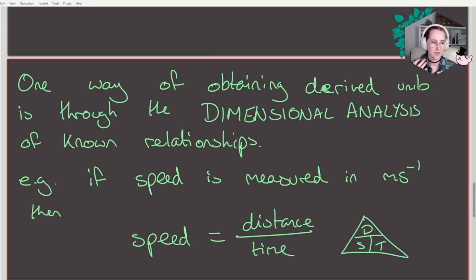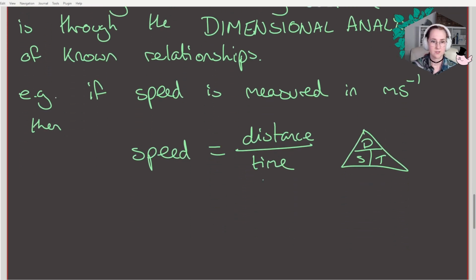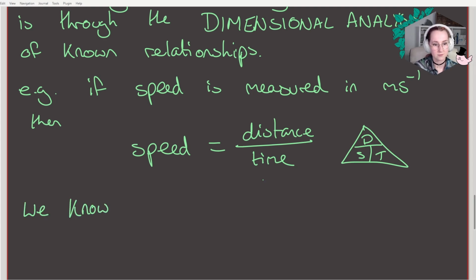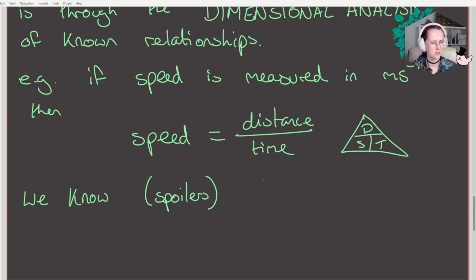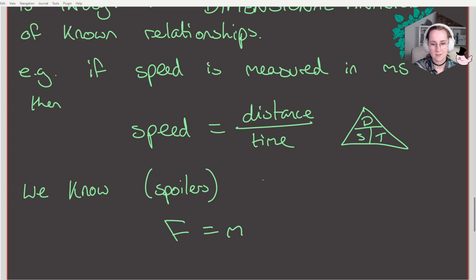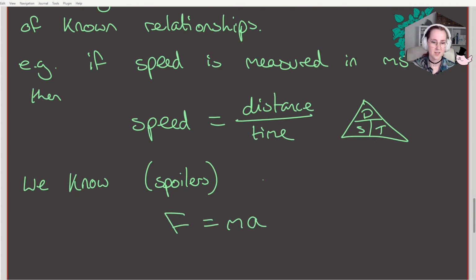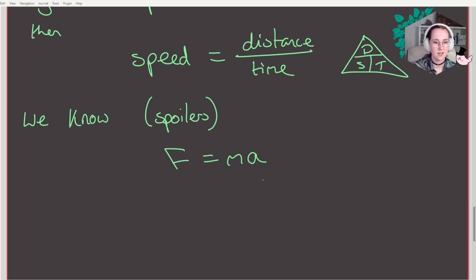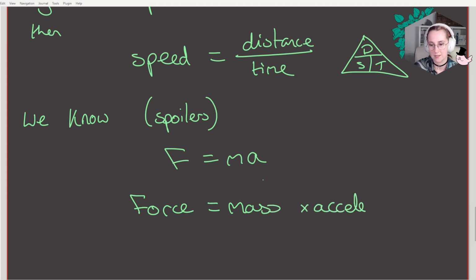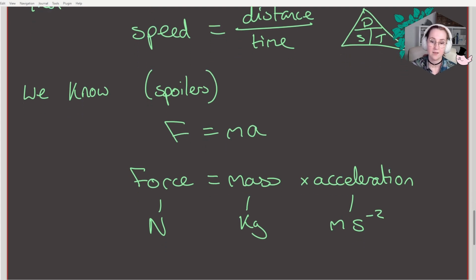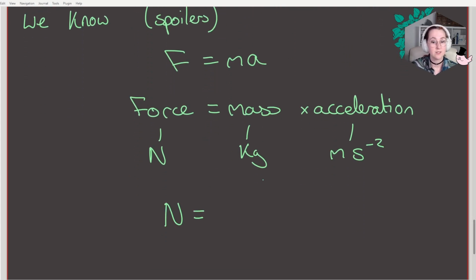So in the same way, we can go the other way. We know F equals ma, which is Newton's second law: force is mass times acceleration. And we know that force is measured in newtons, mass is measured in kilograms, and acceleration is measured in meters per second squared. So that means that 1 Newton is equal to kilogram meter per second squared.